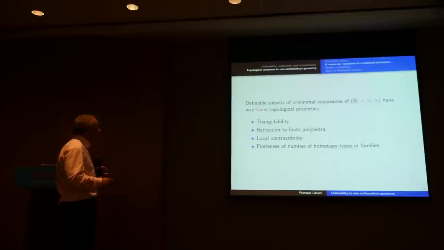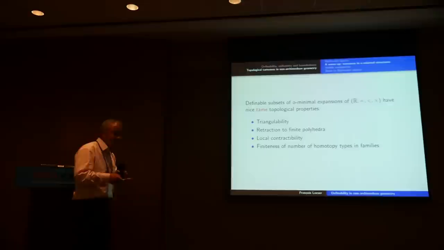Okay, and if you take any o-minimal expansion of the real numbers, so this means just maybe adding more symbols, like the exponential symbol, but still being o-minimal, then it's a fact, and it's the beauty of o-minimality, that they are topologically tame. They are all triangulable, they retract to finite polyhedra, they are locally contractible, and you have finiteness of the number of homotopy types in fact. So these are the properties we are after, in fact. So we would like to do something like that in the virtual space.